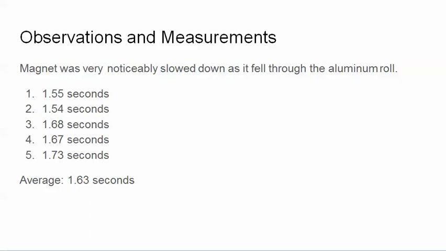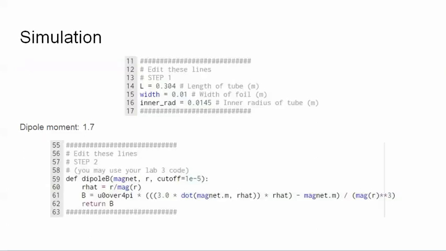We were then tasked with completing a computer model to simulate this same experiment using the concepts gone over in the previous lecture. I first entered in the dimensions of the aluminum roll and the measured dipole moment. However, I do not believe the app I used for measuring the magnetic field of the magnet was very accurate given the results I saw when running the simulation. I then adapted the function from Lab 3 for calculating the magnetic field.